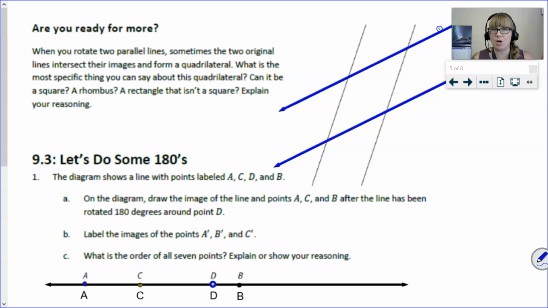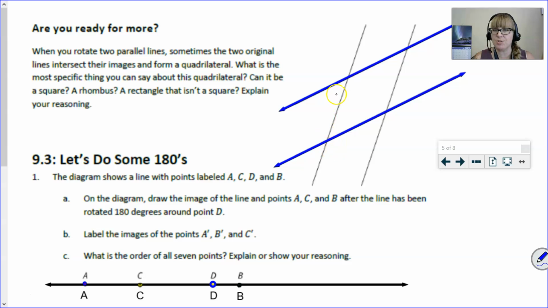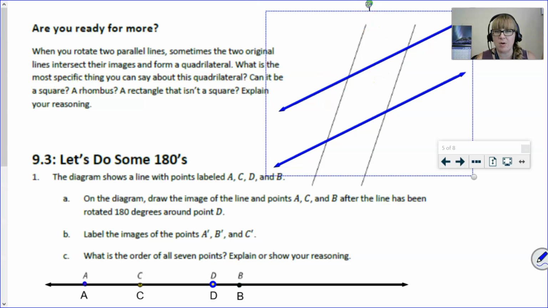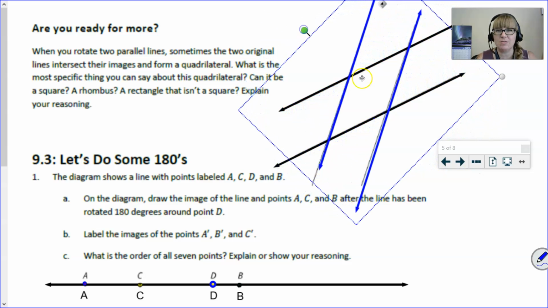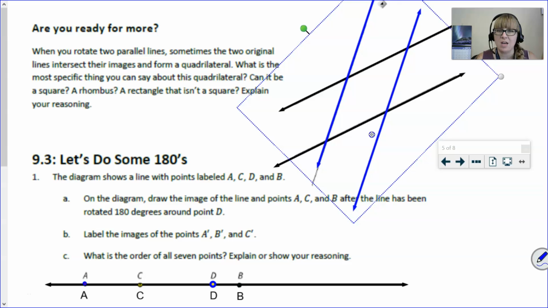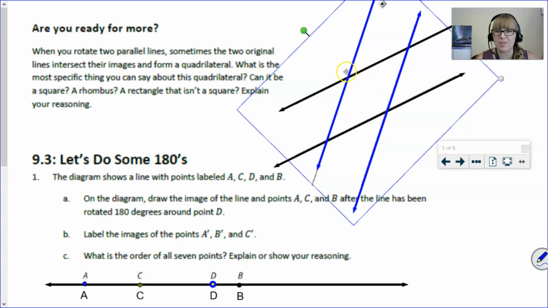And now here is your "Are you ready for more?" The image that you see on your paper or on your screen in Canvas, it kind of looks like this, but what you're going to see is I'm going to take these lines and I'm going to rotate them just like it says. It says when you rotate two parallel lines, sometimes the two original lines intersect, and their images form a quadrilateral. What is the most specific thing you can say about this quadrilateral? So I'm going to rotate this so you can see how it works. I'm rotating those. You can still see those lines here, but you can also see the rotated, and you could see that rotation actually take place. So what is that most specific thing that I can say about this image?